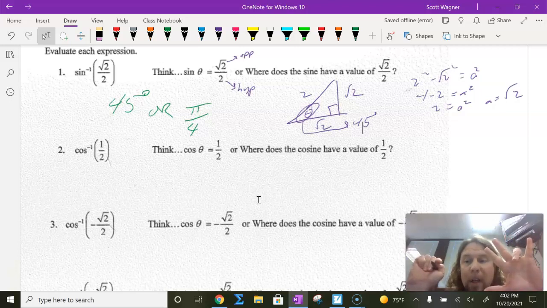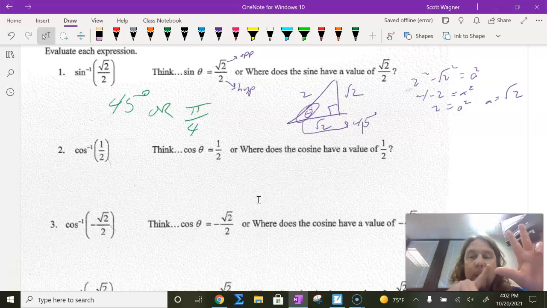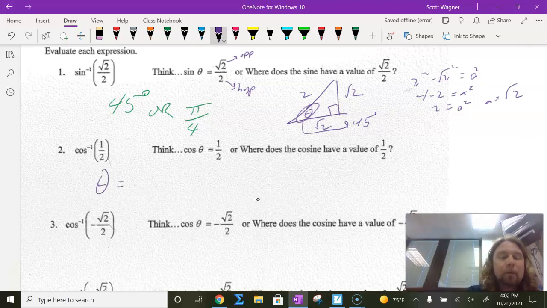You got it. It's the ring finger. So the ring finger gets folded down. What angle is associated with the ring finger? Well, the pinky is 0, that would be 30 degrees, that's 45, and the ring finger has got to be 60 degrees. So theta has to equal 60 degrees this time. Or if we were in radian mode, we would say pi over 3.